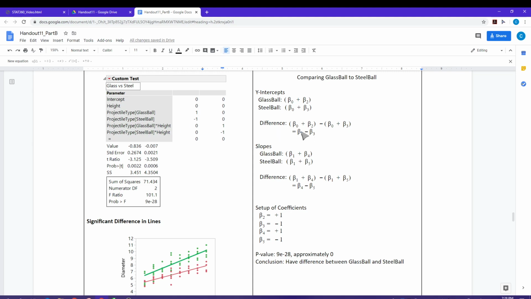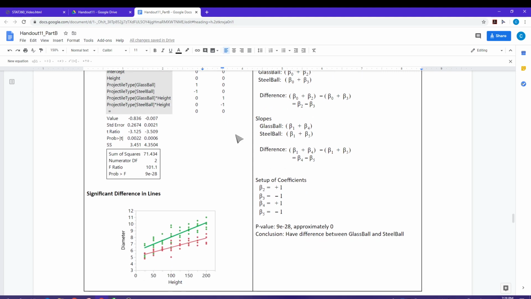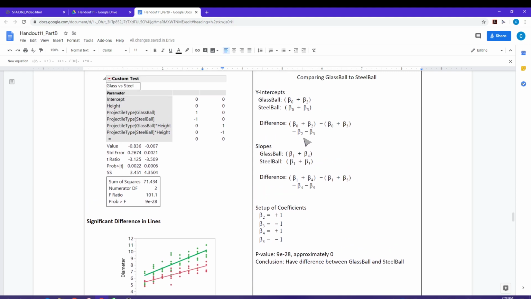So I need a plus 1 for the coefficient on beta 2 and a minus 1 for the coefficient on beta 3. I also want to test the slopes. Likewise, I'm going to end up with beta 4 minus beta 5 here. So I'm going to be using plus 1 and minus 1 as my coefficients here. Again, if there was no difference between these two, then this quantity would be equal to 0. So I'm setting that equal to 0, and also this quantity would be equal to 0.